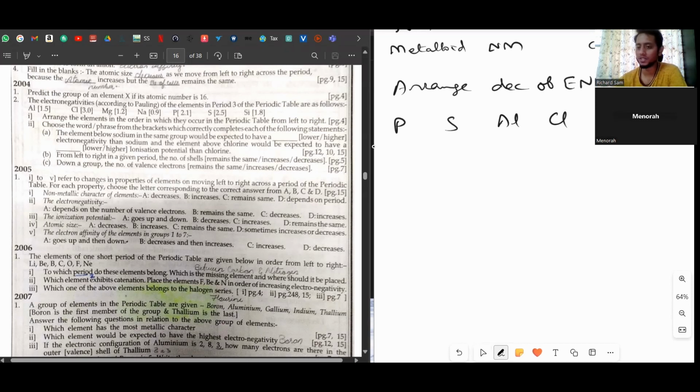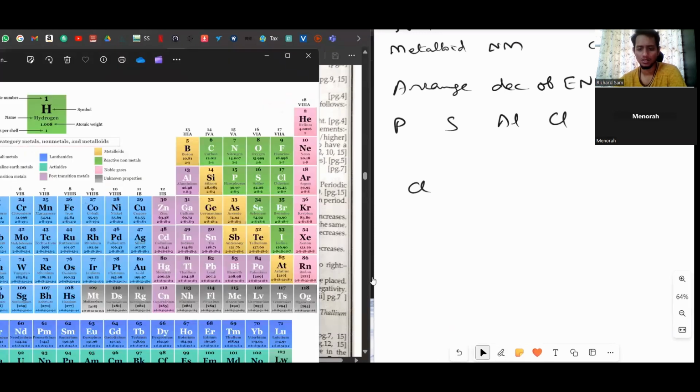So write the element on the right first. Which element is on the rightmost? Chlorine. Then aluminium. No, aluminium is on the leftmost. See here, chlorine is on the right, then sulfur, then phosphorus, and then aluminium. Since it's decreasing order, this is the symbol you have to put, because it's getting lesser. Clear with this, everyone?